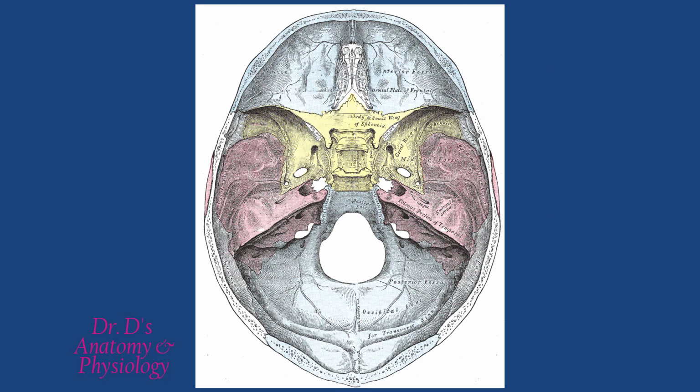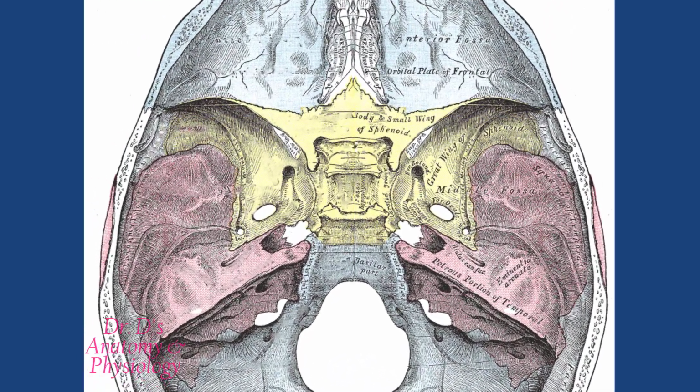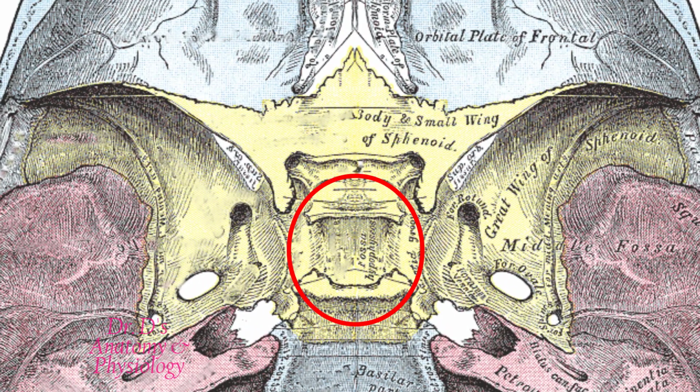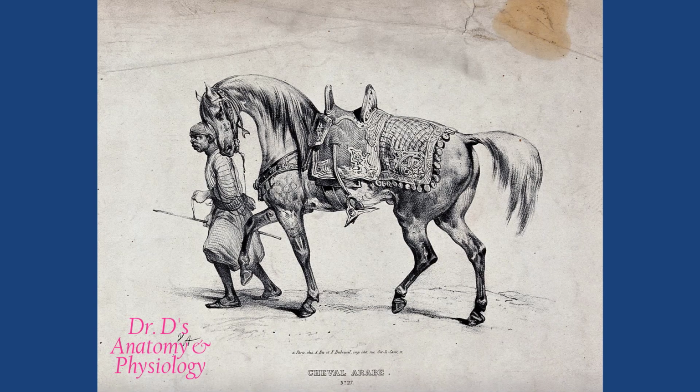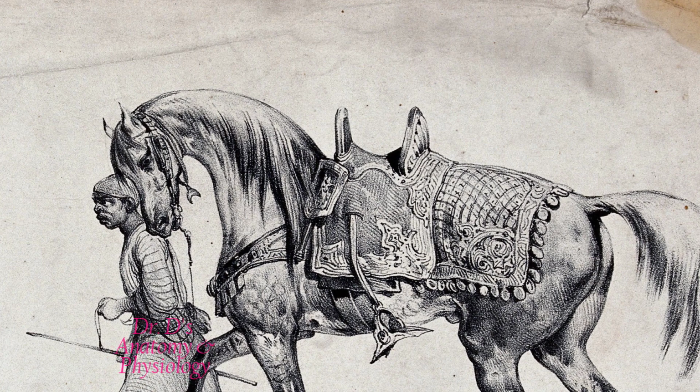Now, I don't think you can appreciate what we're talking about unless we look at a few other specimens. And let's start off with this figure again. Here is our Turkish saddle, the sella turcica. Now, why is it called the Turkish saddle? Well, here is a lithograph, servant leading a horse, which happens to have a Turkish saddle. It's dressed with a Turkish saddle.